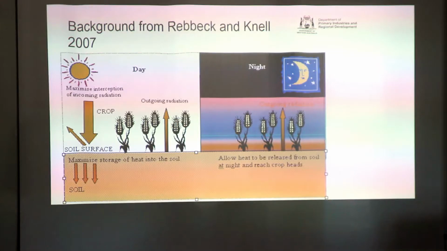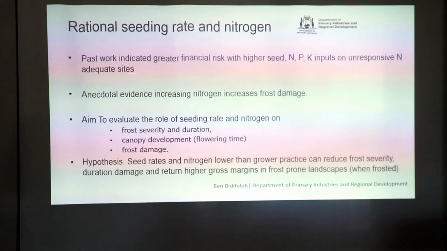And what Melissa Rebeck and Garen Nell proposed was this kind of soil heat bank theory, where if you grow a really thick canopy, you get less heat coming into the soil during the day, so less heat can re-radiate out at night, and it makes the frost colder and more severe. So past work has indicated there's greater financial risk with higher seed on unresponsive, nitrogen-adequate sites. There's also anecdotal evidence. Every time I talk to farmers about it, they tell me, oh Ben, this paddock got more frosted because I put more nitrogen on it. I get that probably every second talk I do.